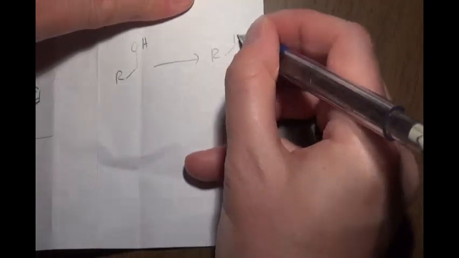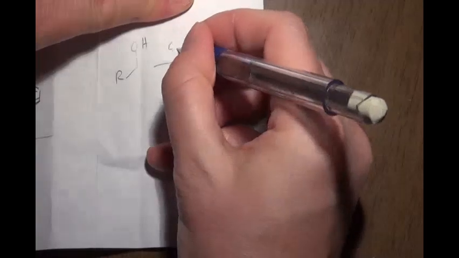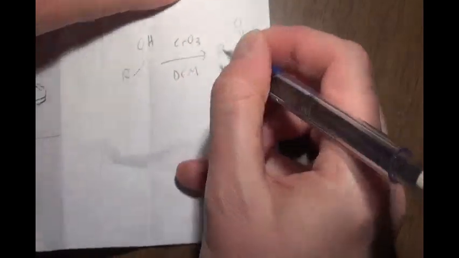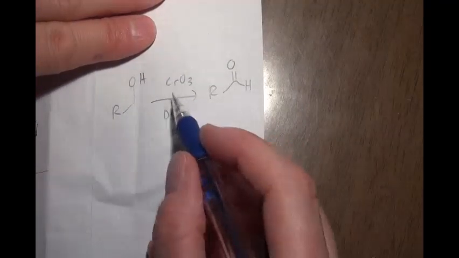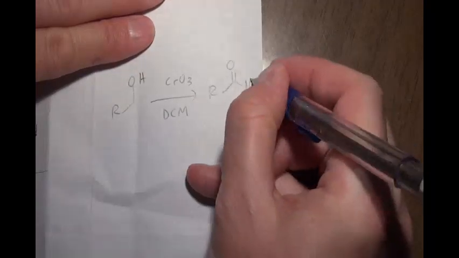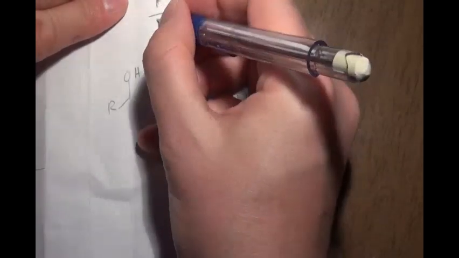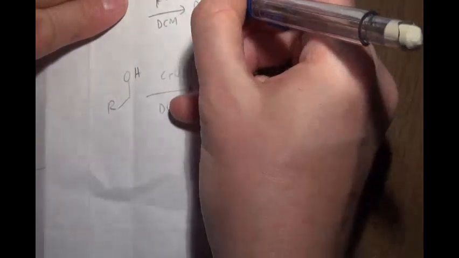One more question. Let's just take this one step further. What about, why don't we just use CrO3 and DCM? Wouldn't that do the same thing? CrO3, primary alcohol, CrO3 to aldehyde. Would that do the same exact thing as PCC? I mean, why do we even have PCC?